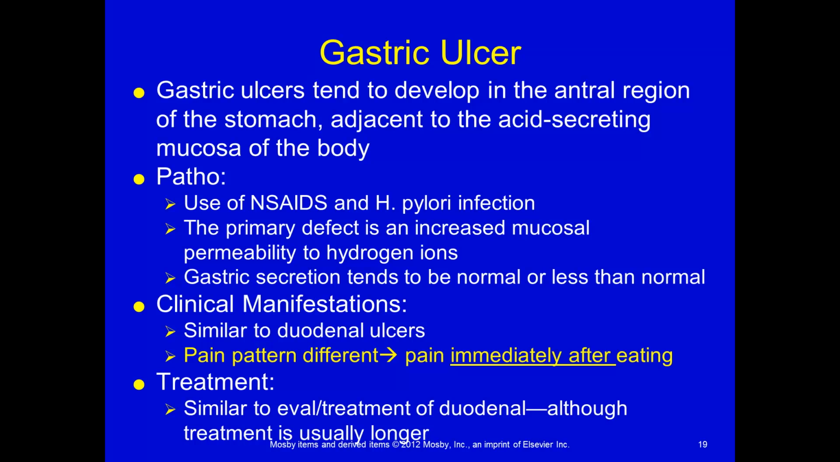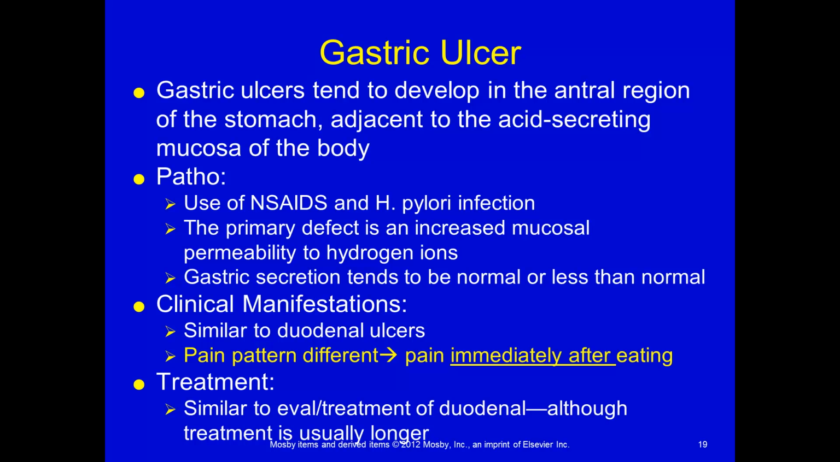Okay, so clinical manifestations, as you see here on the screen, are very similar to duodenal ulcers in terms of the pain, risk for bleeding, that type of thing. But the pain pattern is very different between gastric ulcers and duodenal ulcers. So for gastric ulcers, the pain is immediately after eating, as opposed to the duodenal ulcer, which occurs 2 to 3 hours after eating.